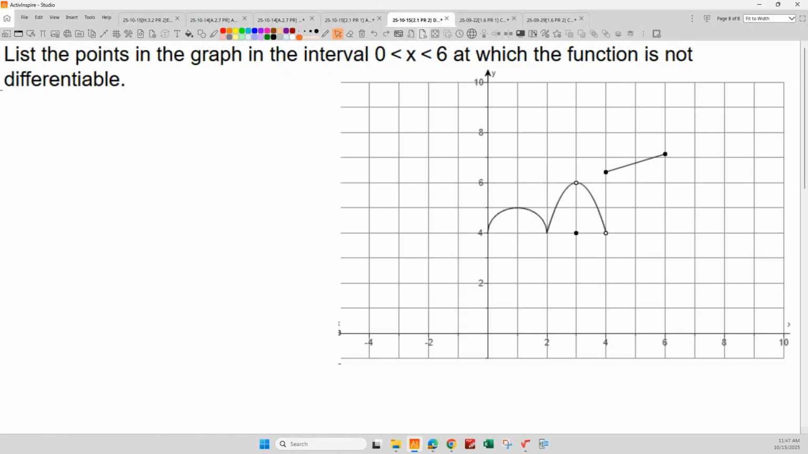So for multiple reasons, at that cusp, there's no derivative. For one thing, because they don't agree on the slope of the function, but also because it becomes infinite. Okay?